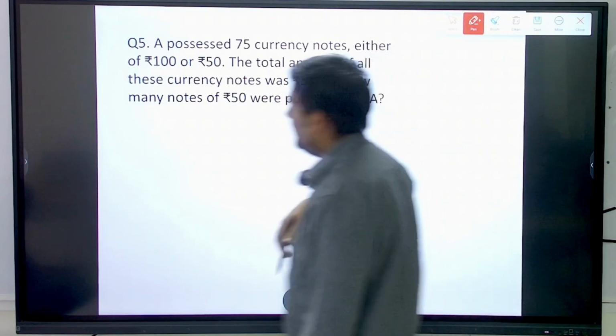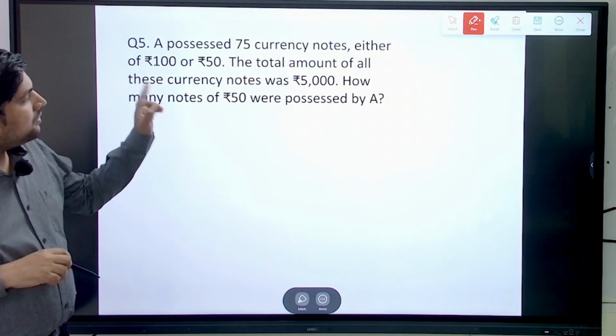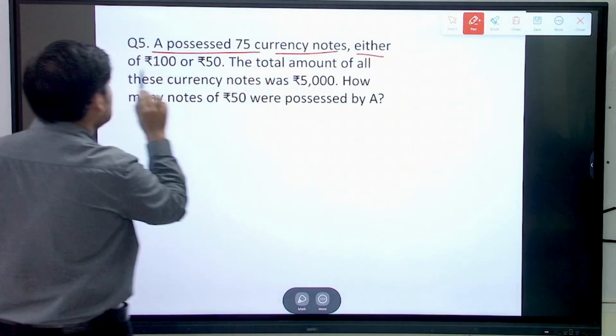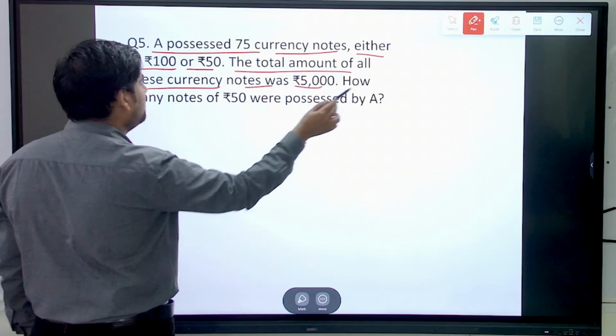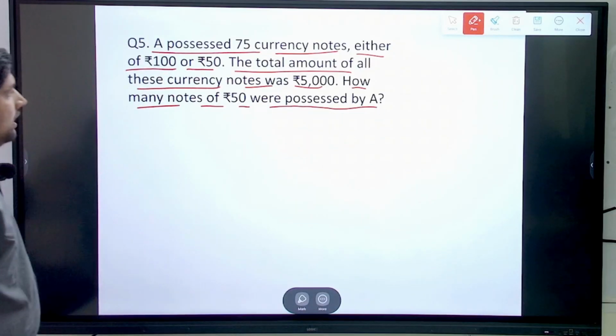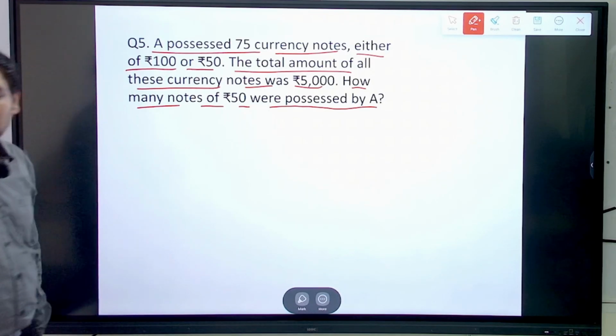Yeah, let's do this question. You can pause and try. A possessed 75 currency notes, either of 100 rupees or 50 rupees. The total amount of these currency is 5,000. How many notes of rupees 50 were possessed by A? Okay. So total currency notes is 75.